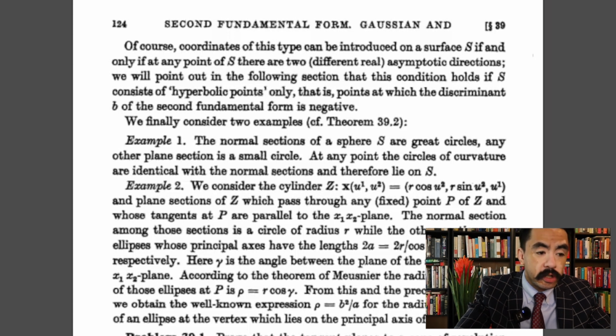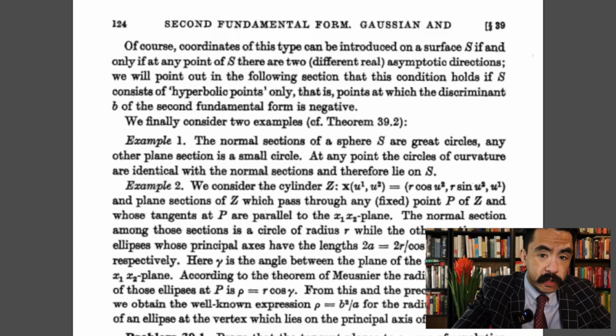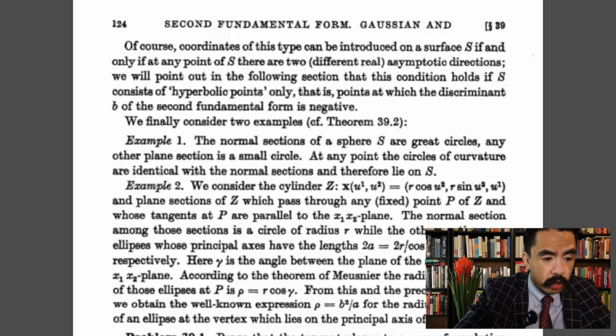We finally consider two examples of Meusnier's theorem. Example 1. The normal sections of a sphere S are great circles. Any other plane section is a small circle. At any point, the circles of curvature are identical with the normal sections and therefore lie on S.